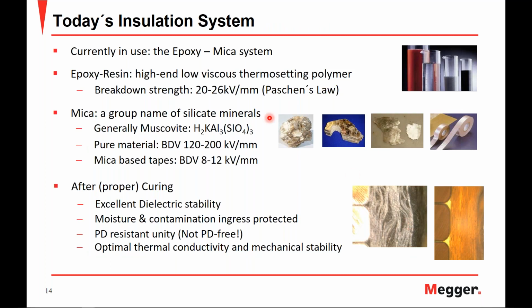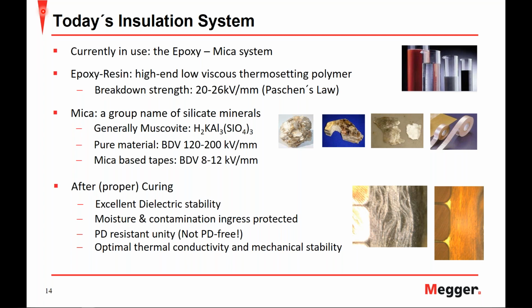As we mentioned, today's insulation system utilizes the epoxy mica system, where the epoxy resin is your high-end, low viscous thermosetting polymer. It has a breakdown strength of between 20 and 26 kV per millimeter, though it's important to note that this is at atmospheric pressure. And Paschen's law provides breakdown voltage as a function of distance and pressure. So it means if your pressure was to increase, or if your insulation system were to be pressurized, you can actually increase that breakdown strength.